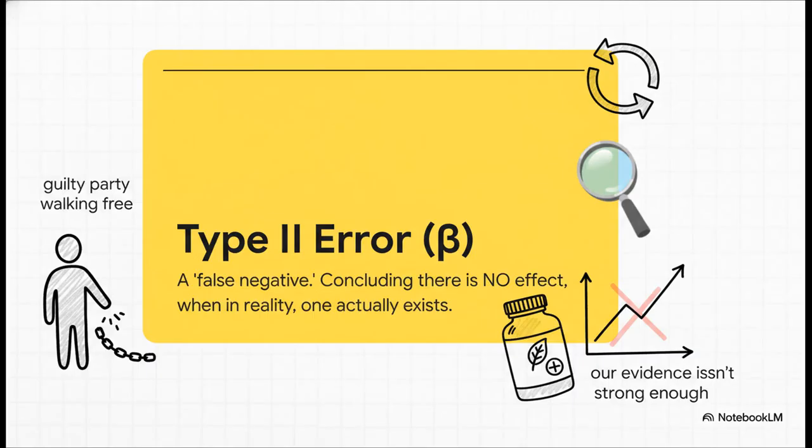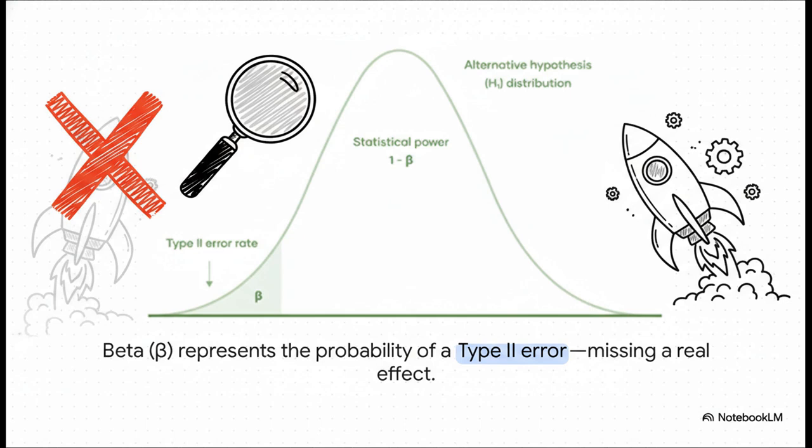So what's the other mistake? That's a type 2 error. This is the exact opposite. This is when a guilty party walks free. The supplement actually works. There's a real effect to be found, but our evidence just wasn't strong enough to see it. We failed to reject the null, and a potentially amazing discovery gets missed. It's a false negative. And the probability of that happening, of letting a real effect slip through our fingers, is called beta.